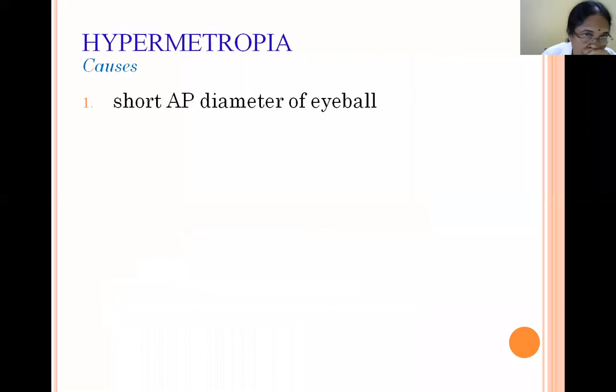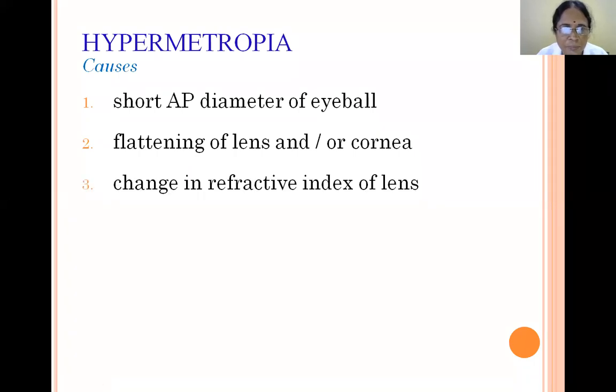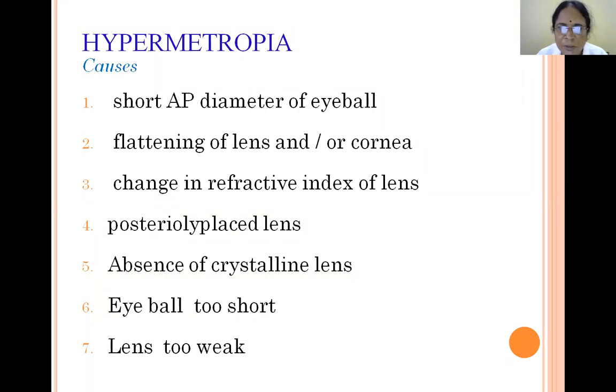The main cause is shortness of the diameter of the eyeball. The diameter of the eyeball may be short. The lens may be flattened, that is, the diameter is reduced. The lens and cornea also have reduced diameter. The refractive index of the lenses has been changed. The lens may be slightly posteriorly placed, and sometimes the crystalline lens may be altogether absent. Then the eyeball may be too short, or the lens may be too weak.